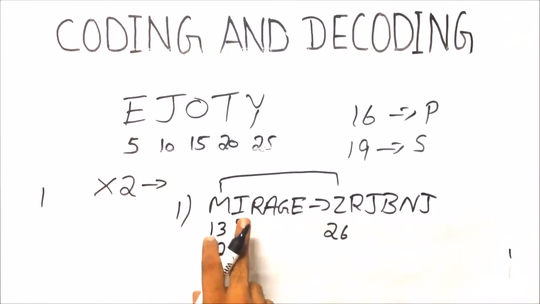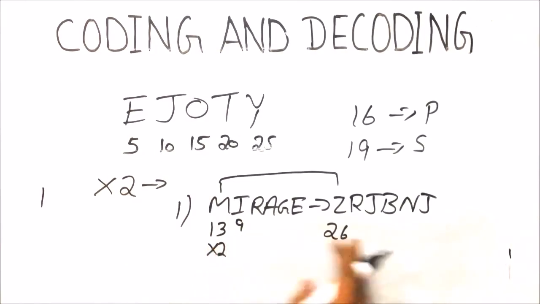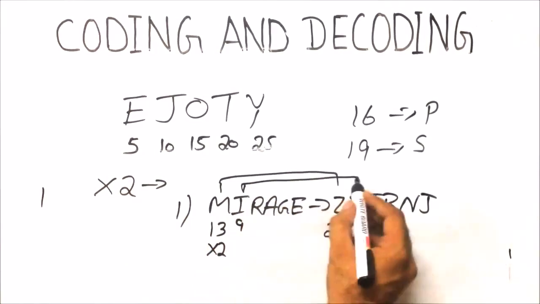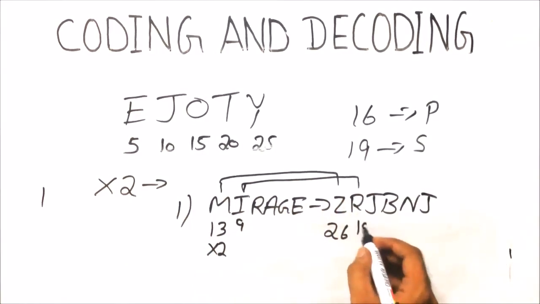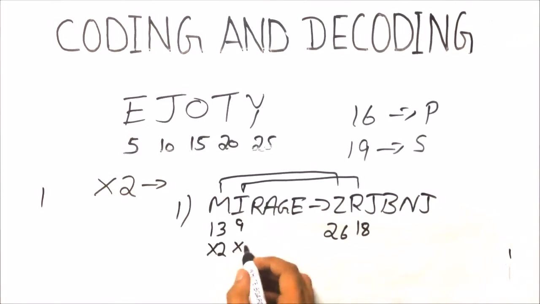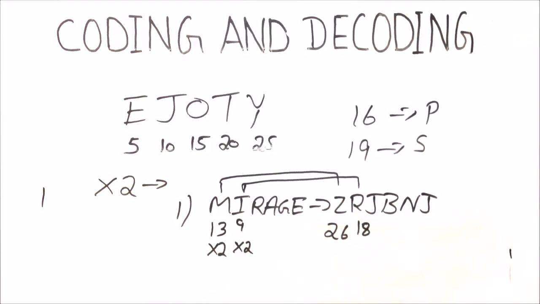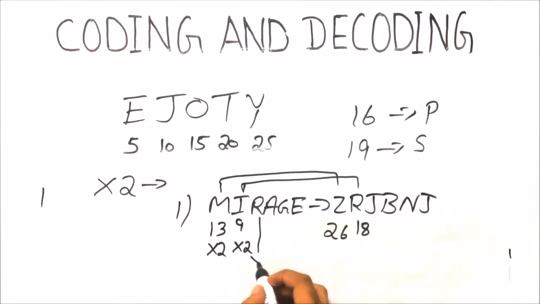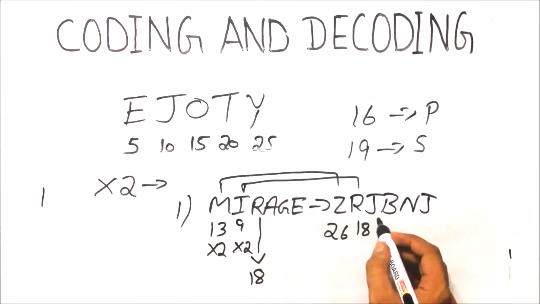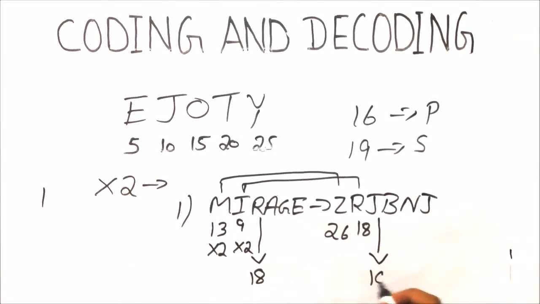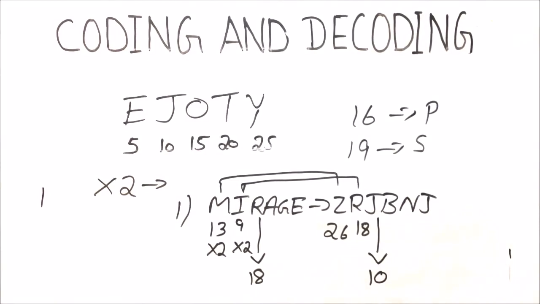Now the next letter is I, which comes at the 9th place, and the code for I is R. So you can easily guess that R comes at 18th place. So here it is the multiplication by 2 pattern. But the tricky point is R. R comes at 18th place, and the code for the letter R is J, which comes at 10th place. Now there is no multiply by 2 pattern over here. But if you look clearly, R comes at 18 and the double of R is 36.